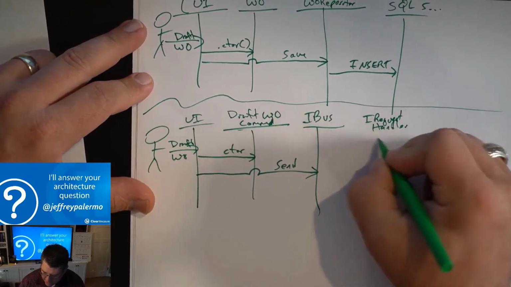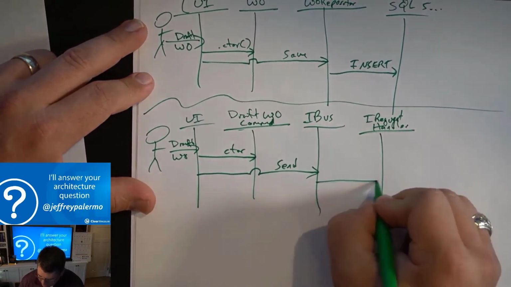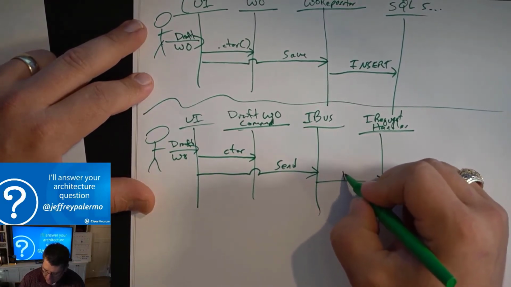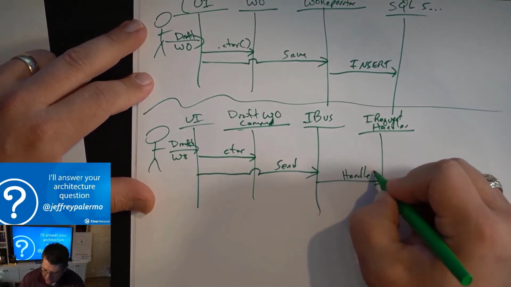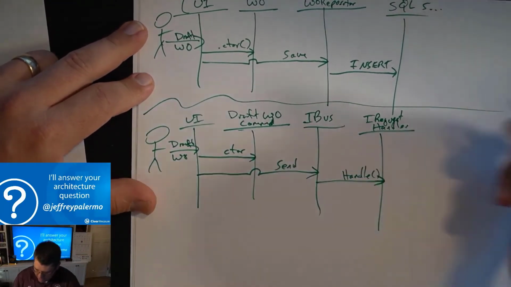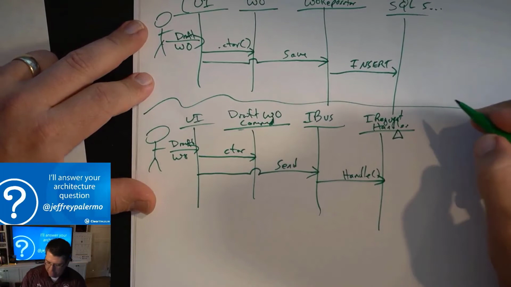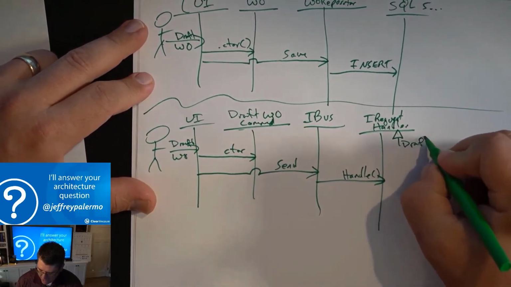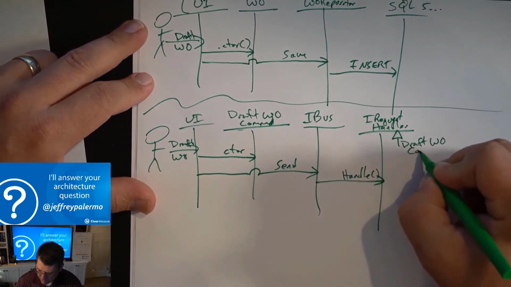And if we're going to specify this type of pattern, then it's going to look for the right handler and say, hey, will you handle this command? Okay, great. We need to do that. Well, how do we do that? Well, we need a lot of classes that inherit from here. This would be a draft work order command.